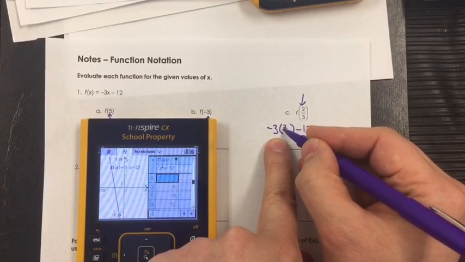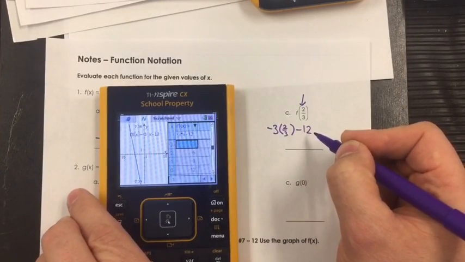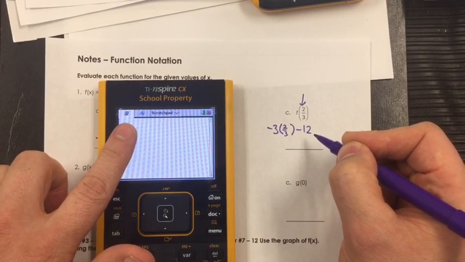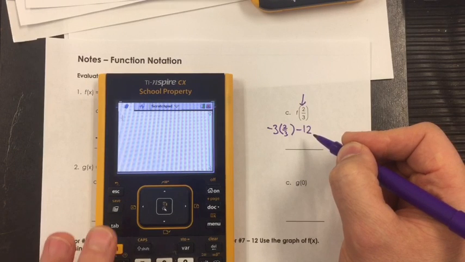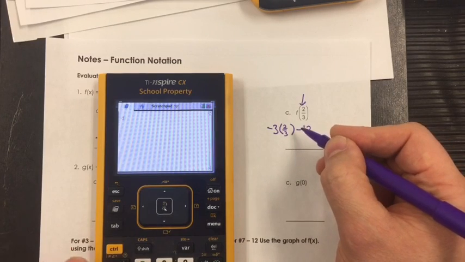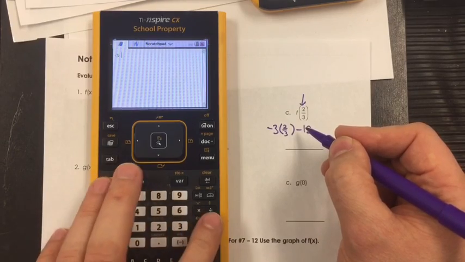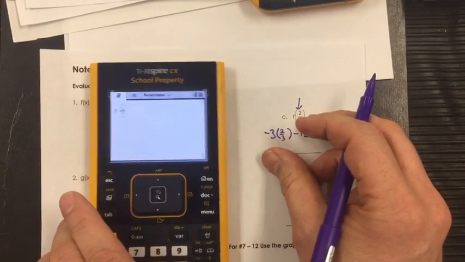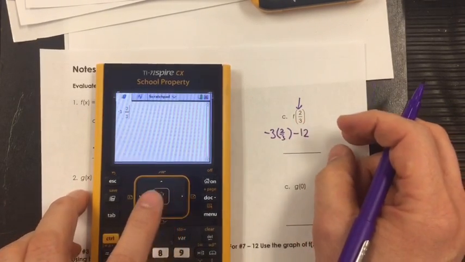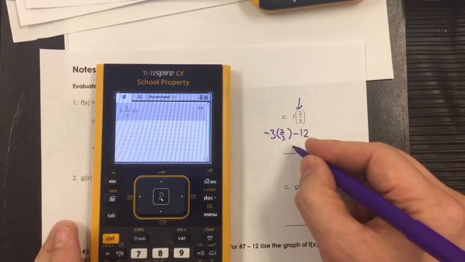This is negative 3 times 2/3, and then subtract 12. You can do all that in one step, but we're going to go to the other screen. You can push the little calculator button to go to your regular calculation screen. I'm going to type in negative 3 and multiply it by, you guys remember how to put a fraction in? Control divide. Control divide will put a fraction template. And I can put in my 2/3, right? And then right arrow over to get out of that fraction, and then minus 12. Push enter, you get negative 14.